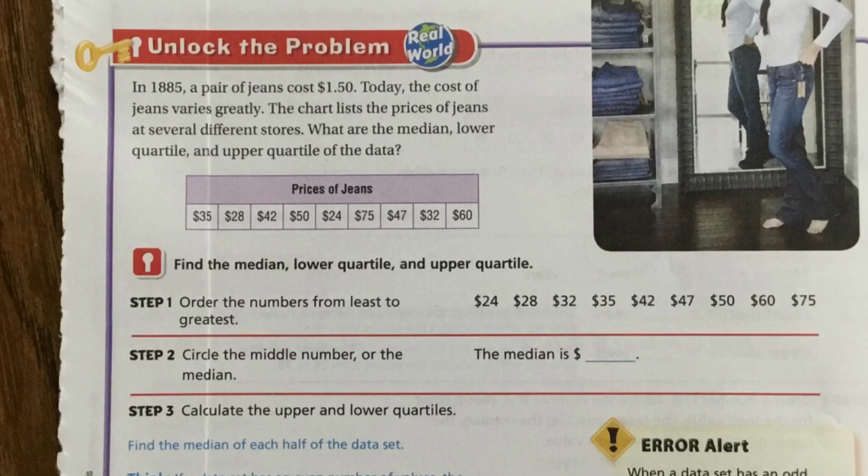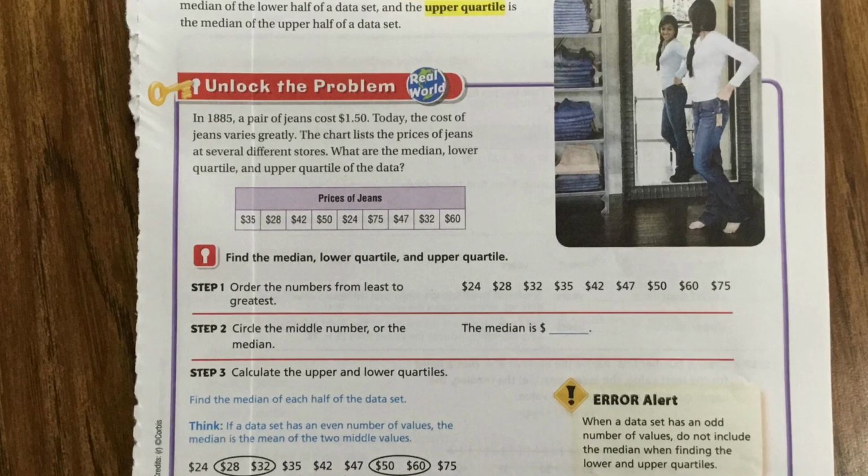In 1885, a pair of jeans cost $1.50. Today, the cost of jeans varies greatly. The chart lists the prices of jeans at several different stores. What are the median, lower quartile, and upper quartile of the data? So the first thing I have to do, always, is put it in order. So they did it for us. They ordered it from least to greatest.